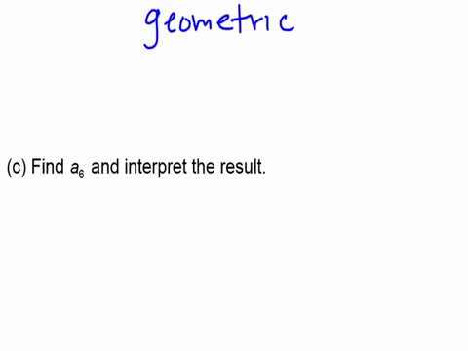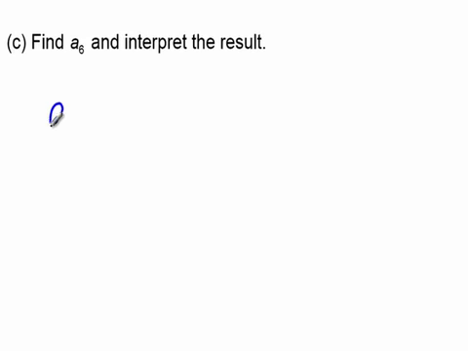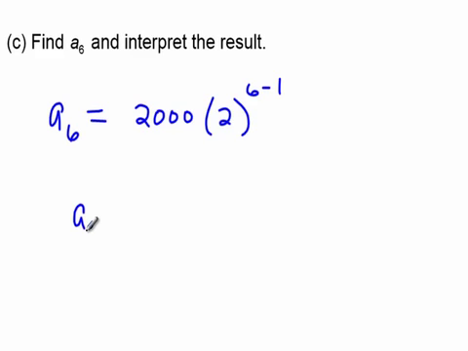C. Find A sub 6 and interpret the result. So A sub 6 would equal 2,000 times 2 to the n-1, or 6 minus 1 power. So A sub 6 is equal to 2,000 times 2 to the 5th power, which is 64,000.